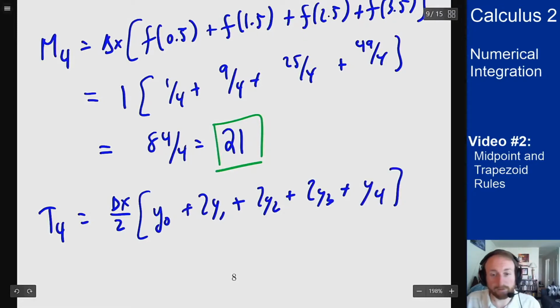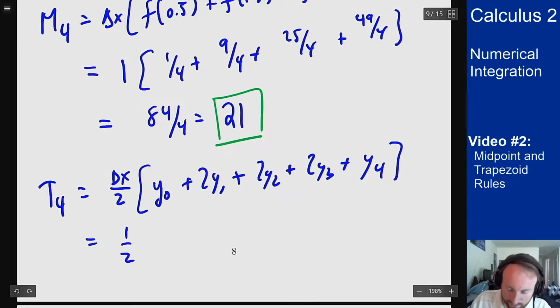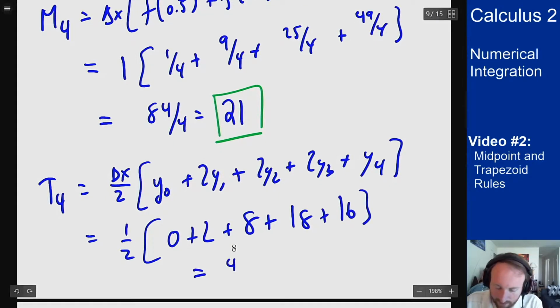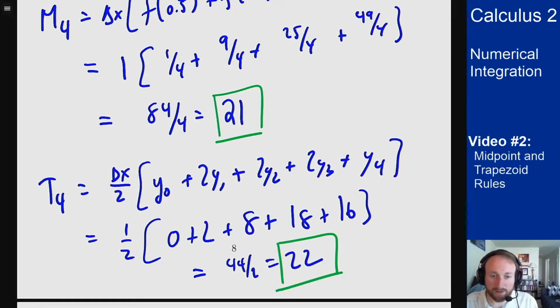Note that here there's going to be 5 terms in the sum, not 4, because I'm taking all the endpoints, not just the midpoints. So it should be 1/2 times 0 plus 2 times 1 plus 2 times 4 plus 2 times 9 plus 16, which is 44 over 2, which is 22. So these two aren't the same, and that's fine. They don't have to be, but they're both approximations of the same integral.